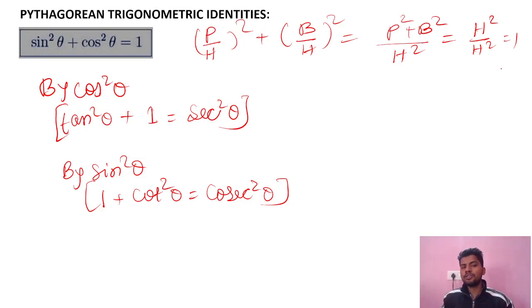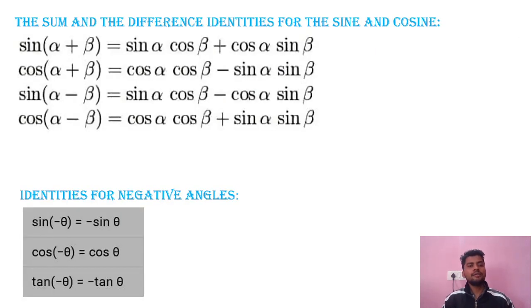Sine square plus cos square equals to 1. 1 plus tan square is equal to sec square. 1 plus cot square is equal to cosec square. Okay, understood? Next. Next is the sum and the difference identities for the sine and cosine.